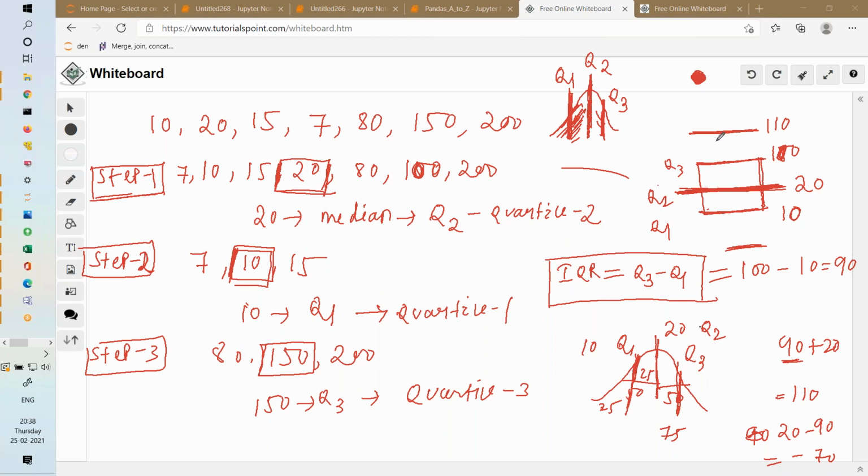Now whatever point is present within this, let's say here we have some other point. I have taken very few data. So within 110 and minus 70, what is the minimum and what is the maximum? Let's say one more point is there. Let's say this is 100, and then let's say this is 105. This is my maximum point. Let's say this is my minimum point, 5. So this is how we will create the box plot.